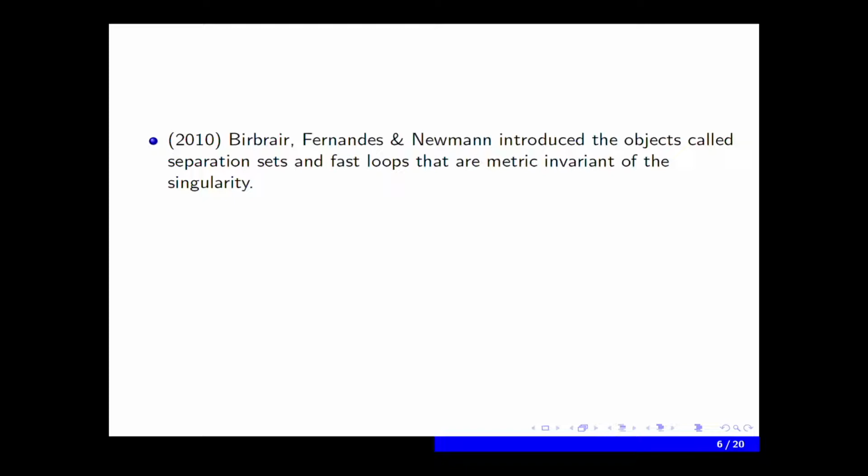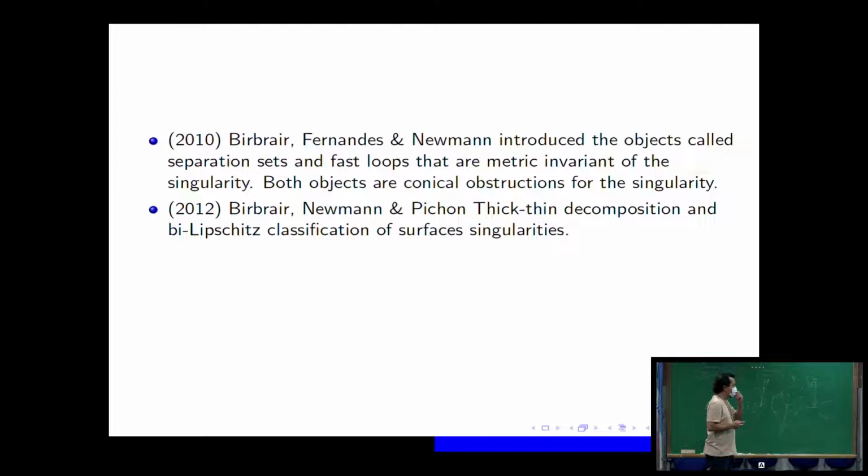Okay. And then in 2012, Birbrair, Neumann, and Pichon wrote this very nice work that gives the classification of normal surface singularities, considering the thick-thin decomposition. The thick-thin decomposition is an ingenious idea. It means that you can decompose the germ into the thick part and the thin part. The thin part is the subgerm that contains a lot of the metric information about this germ.